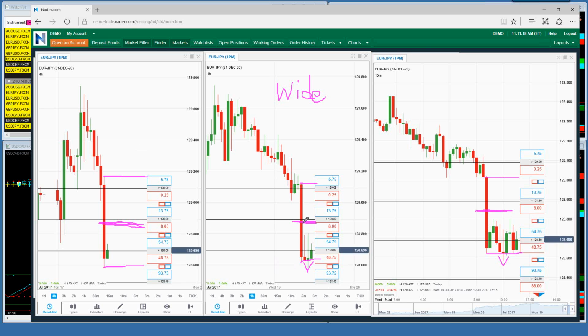And simply noticing the wide bar on your higher time frame would prevent you from actually going short. Because sometimes you get excited on this bar and you say, oh, I'm going to jump in. This bar is telling me, oh, no, I don't want to jump in. Do y'all understand that?